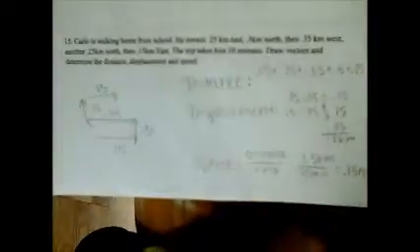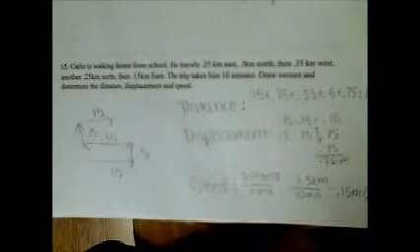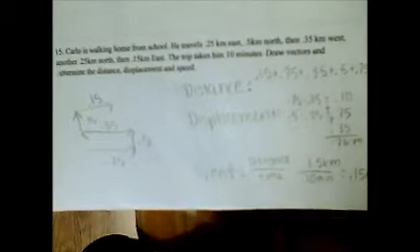Carl is walking home from school. He travels 0.25 kilometers east, 0.5 kilometers north, then 0.35 kilometers west, another 0.25 kilometers north, then 0.15 kilometers east. The trip takes him 10 minutes. Draw vectors and determine the distance, displacement, and speed.